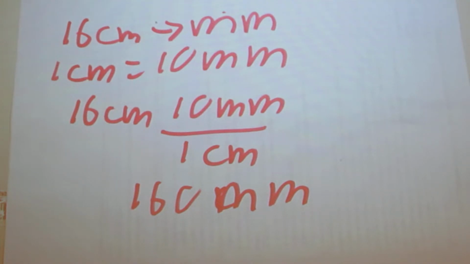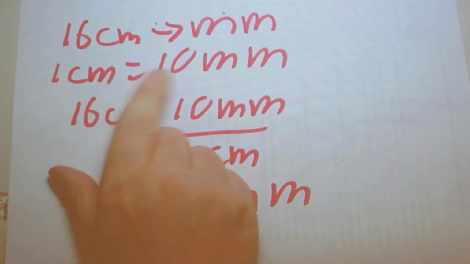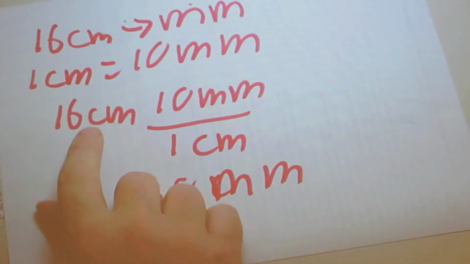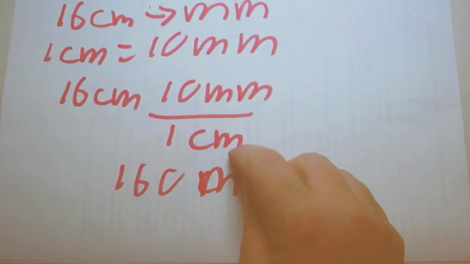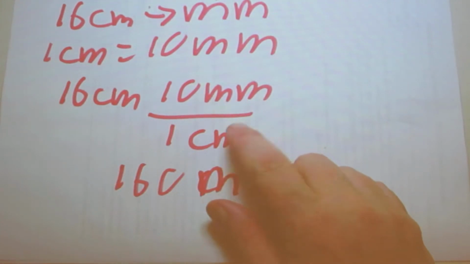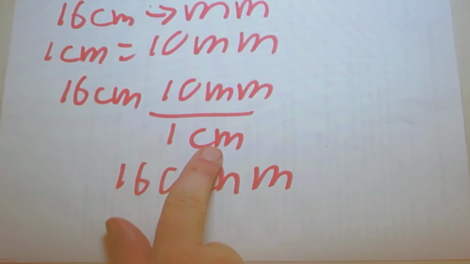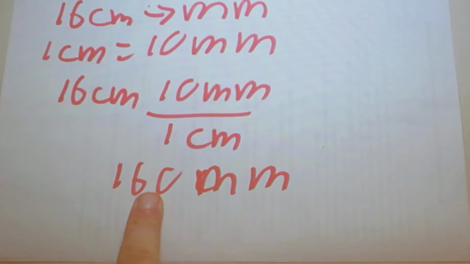The next question that you're going to get is where you're converting, and the practice one has you going from 16 centimeters to millimeters. Remember, 1 centimeter equals 10 millimeters. Our conversion is going to have millimeters on top, centimeters on bottom. So it's going to be 16 centimeters times 10 millimeters over 1 centimeter. The centimeters will cancel. We're left with millimeters, so we're going to have 16 times 10, which is 160 millimeters.